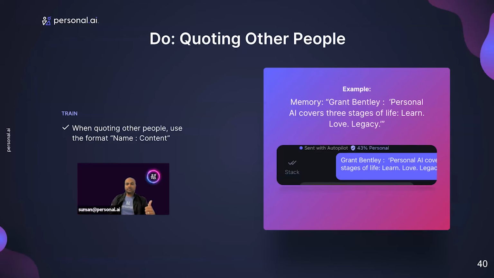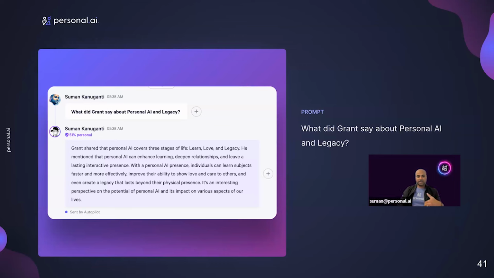When you have other people's authored content that you want to remember as if they said it, I would explicitly quote them. So Grant Bentley says, personal AI covers three stages of life: learn, love, legacy. I really like this quote, so I add it and then I sometimes remix it in my own brainstorming. That's really important. Once you have it, you can combine your own knowledge with other people's knowledge and specifically ask for content out there.